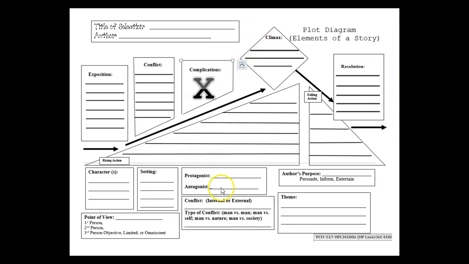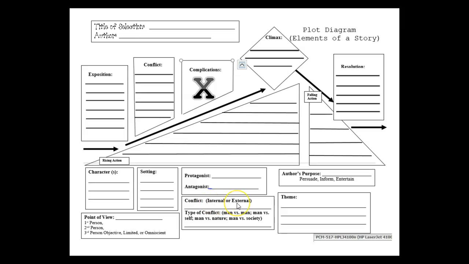Then, of course, on this plot diagram, we're going to be talking about the point of view. Is the story written in first person, second person, or third person: objective, limited, or omniscient? What is the author's purpose? Of course, if we're doing a plot diagram, it's always going to be to entertain, because we read fiction books for entertainment.